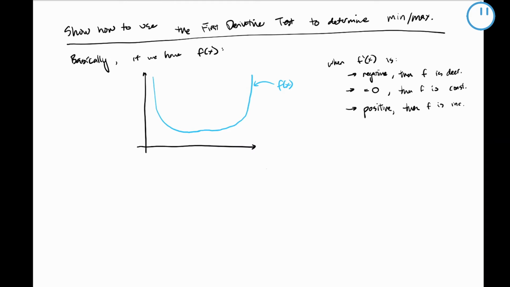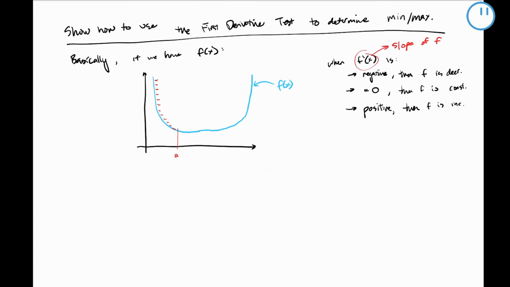And so what does that mean? Well, let's look at this graph of f of x, and let's look at what the slope is. So remember, f prime of x is the slope of f. And so if the slope is negative, that's all this area right here. So we have a negative slope here, and we'll say it goes all the way to some point a.